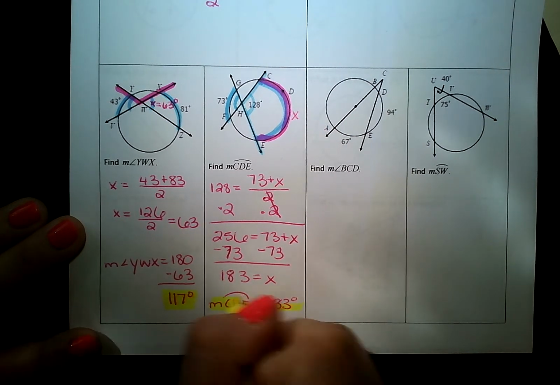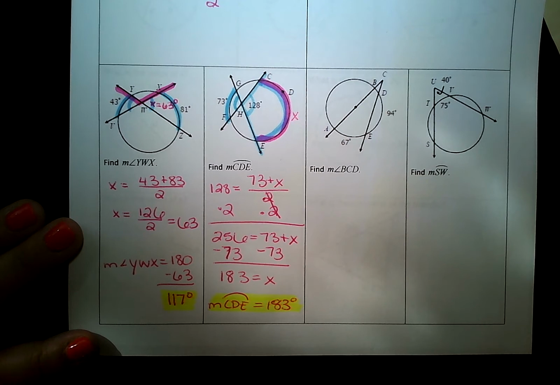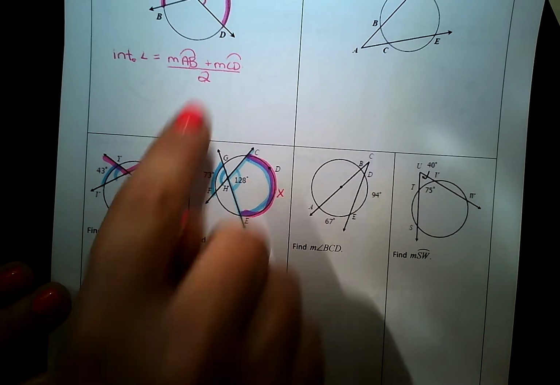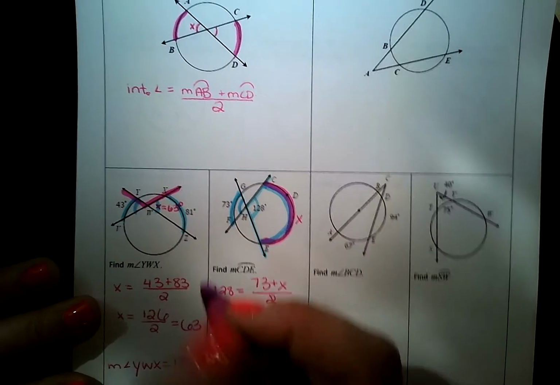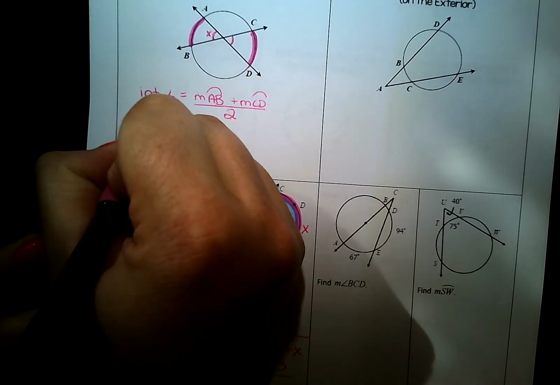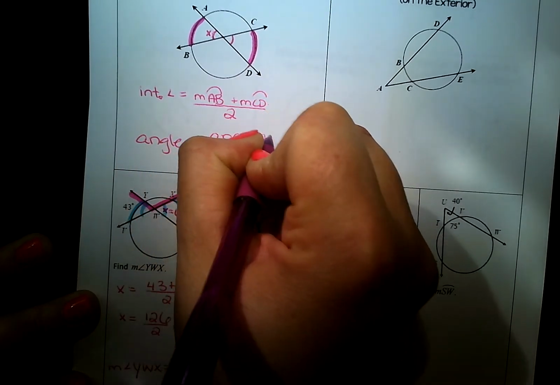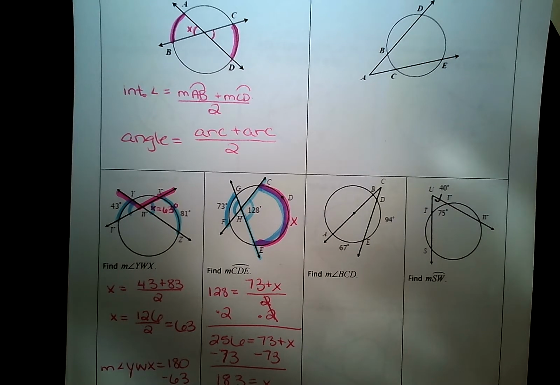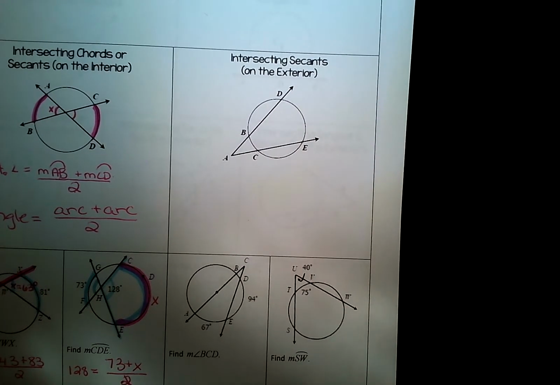Okay, so when you have an angle in the interior of the circle, the formula is half of the sum of the arcs equals the angle. Sometimes we write it out very basically in my class. The angle is equal to arc plus arc divided by 2, if you want to keep it very basic, okay? All right, our next walkthrough is going to be about intersecting secants on the exterior.